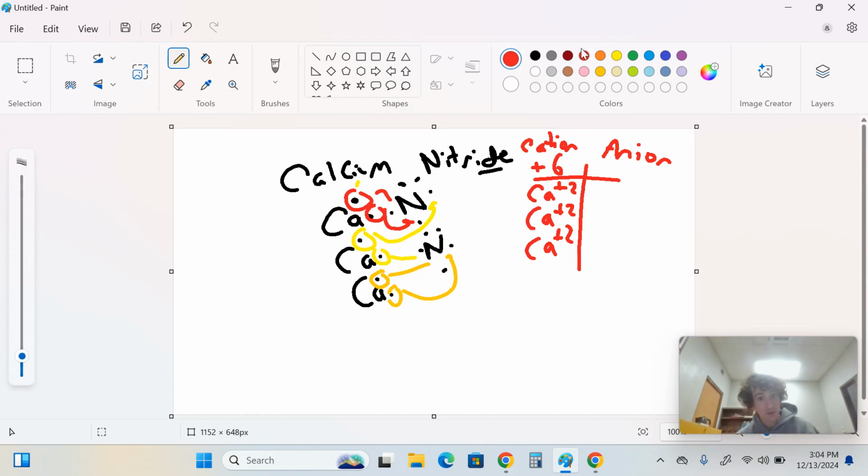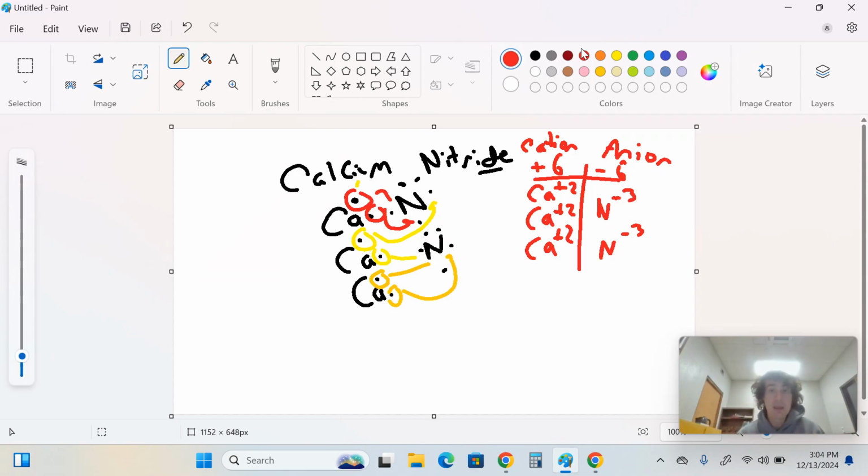The anion side then is what? Well, I have 2 nitrogens, and those nitrogens have what charge? -3. How do I know it's -3? They gained 3 electrons. They gained 3 negatives, which makes them -3. And look at that. -3 plus -3 is -6. You say, oh, those cancel out. -6, +6. Exactly.